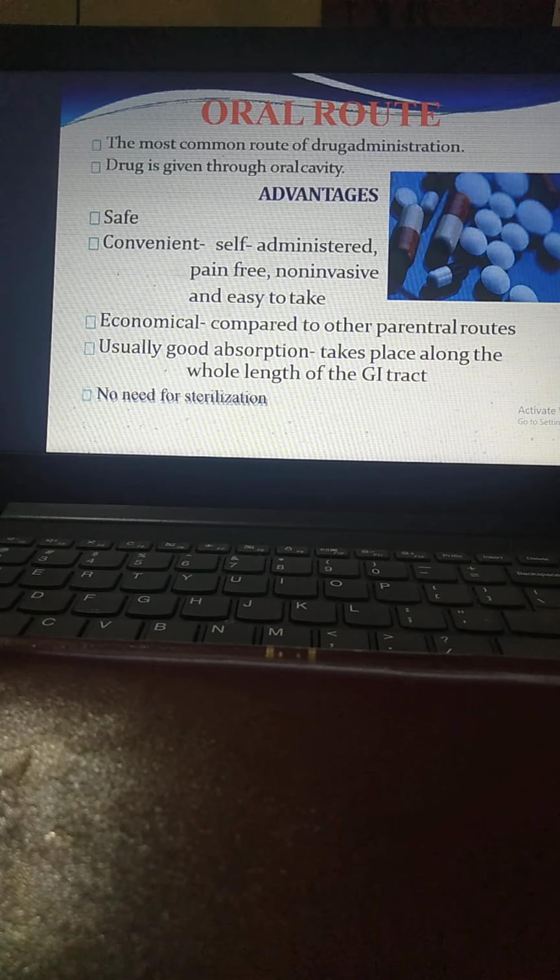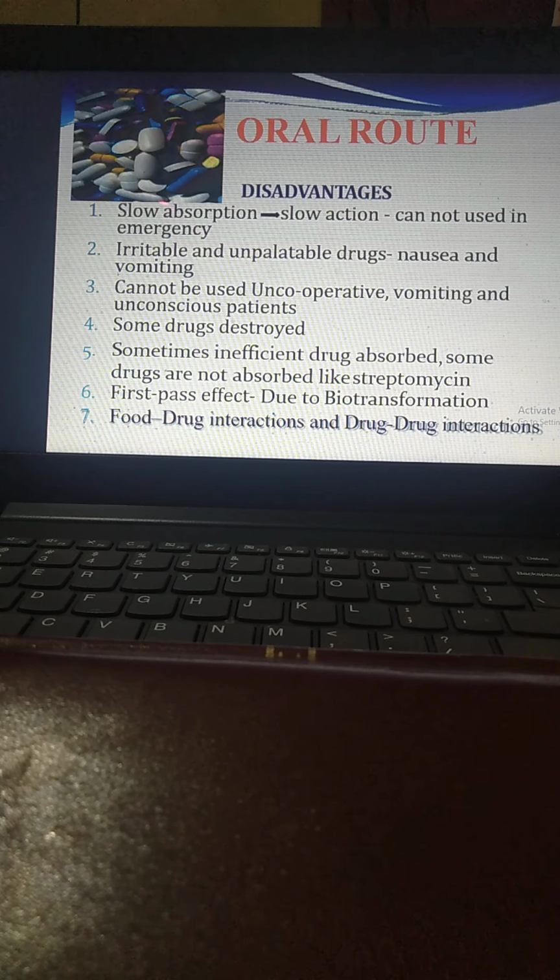drug. The disadvantages of the oral route: absorption is slow, action is slow, and it cannot be used in an emergency where you need to decrease the blood pressure. In an emergency, you give the drug IV or as an infusion, and you cannot give oral at that time. Depending upon the suitability and the patient, irritability and unpalatability of the drug, nausea and vomiting occur. It cannot be used in uncooperative, vomiting and unconscious patients. We cannot give the oral route because the drug will go to the bronchus and the patient can die.